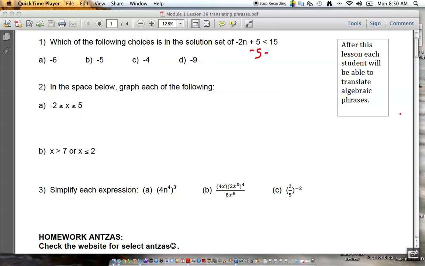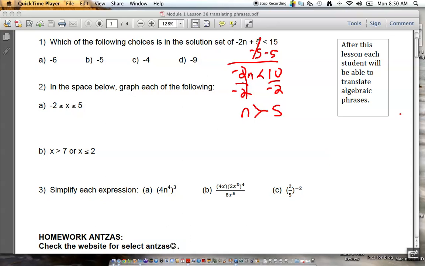Of course, we could also, and preferably, actually solve the inequality. So I subtract 5 from both sides. -2n is less than 10. Then I divide by -2. And it's at this point that we have a danger moment. What's the danger? The sign. You have to change the direction of the inequality. n is greater than -5.